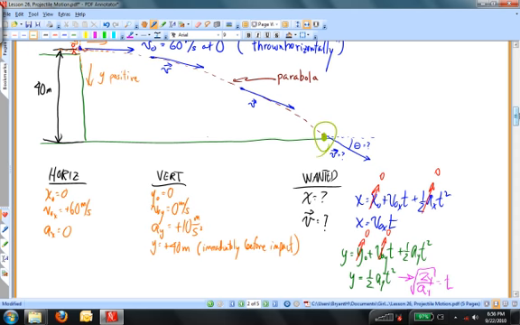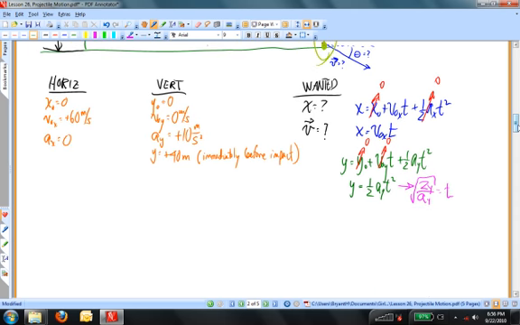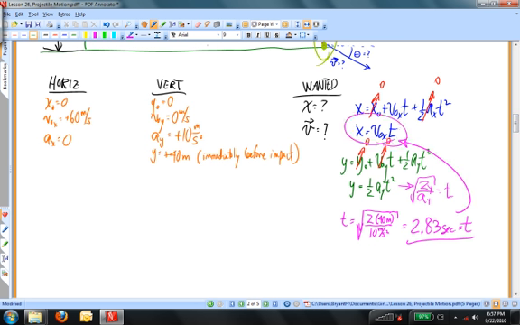And now I want to put in some numbers. I know that the acceleration is plus 10 and the y position is plus 40. So I'll feed those in. And I find that the object is in the air for 2.83 seconds. With that in mind, I can go back to my x equation and put in that 2.83 seconds and figure out what the range is.